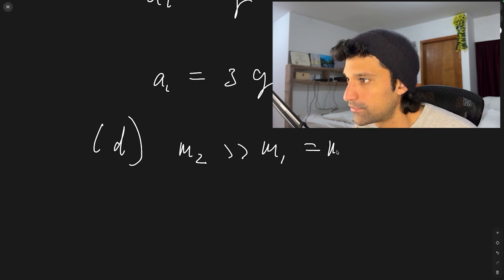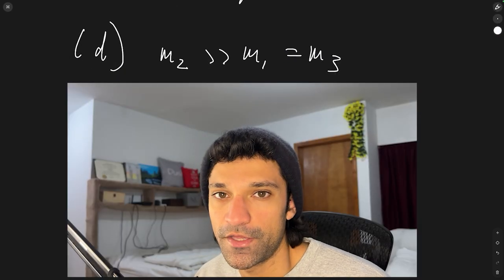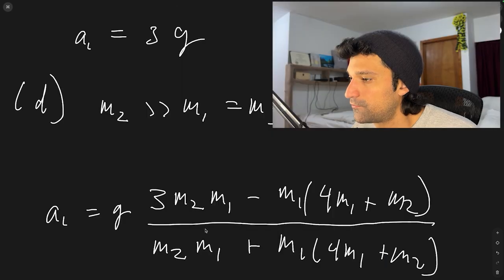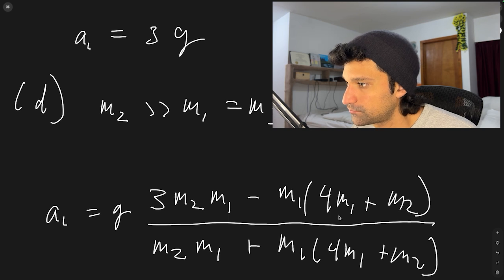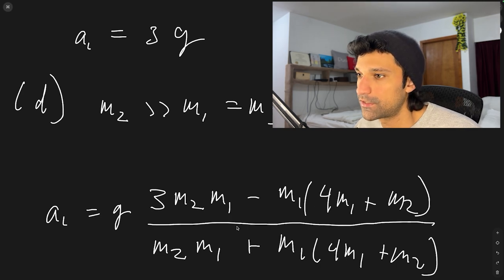All right, now part D. M2 is much bigger than M1 and M3, which is equal to M1, okay? All right, so I'll let you try that on your own. So for your hint, this term is negligibly small compared to M1, so it's basically just going to vanish, okay? So think of it like that.